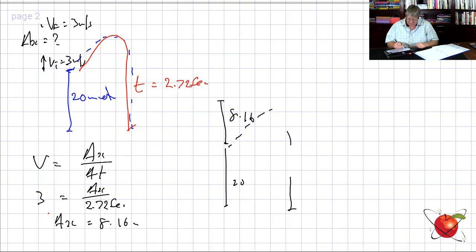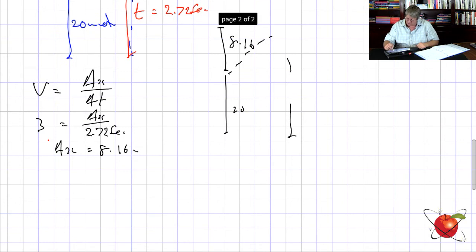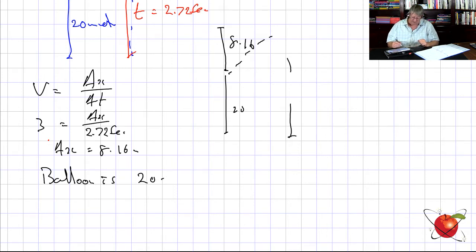Right? So we dropped it here, we threw it up here, and the ball went down. But the balloon kept going up, didn't it? It didn't stop. We threw it and the balloon kept going. What we are saying is the balloon is carried on at 3 meters per second for that. So delta X is going to be equal to 8.16.